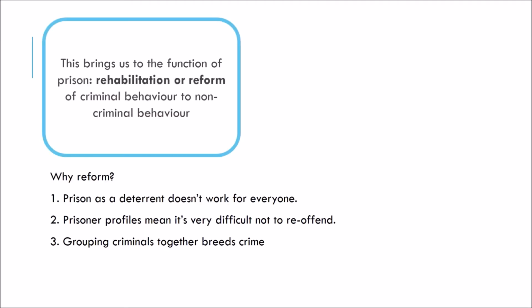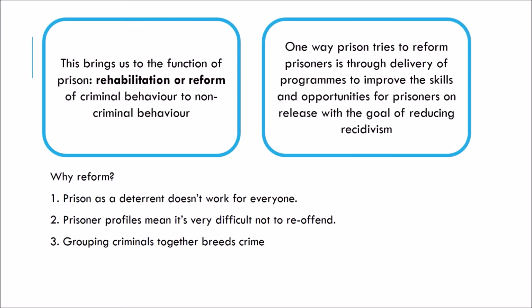So really, why do we need to reform? Now, prison as a deterrent doesn't work for everybody, as those recidivism rates show. Like we said, prisoner profiles mean it's very difficult for people to not reoffend. And also, one argument against prisons is that when you put people in prison, all you're doing is grouping criminals together, and that could breed crime because you're learning crime from other people who've committed other crimes. So this is why it's important to try and rehabilitate or reform criminal behaviour so that we end up releasing non-criminals, I guess, from prisons.